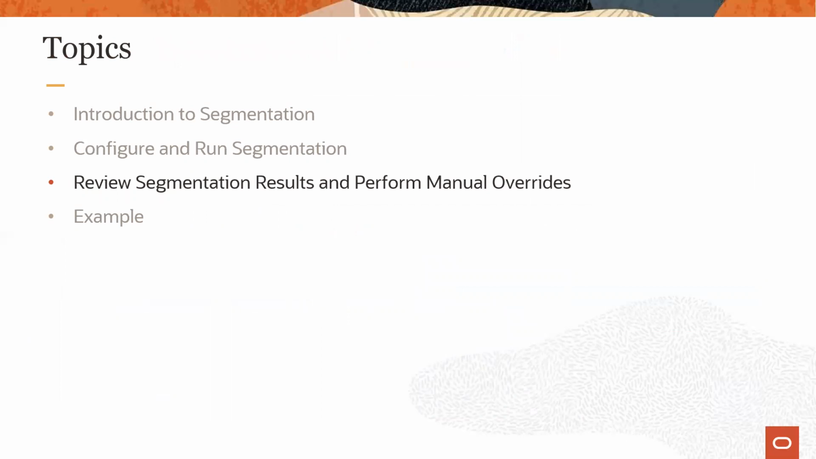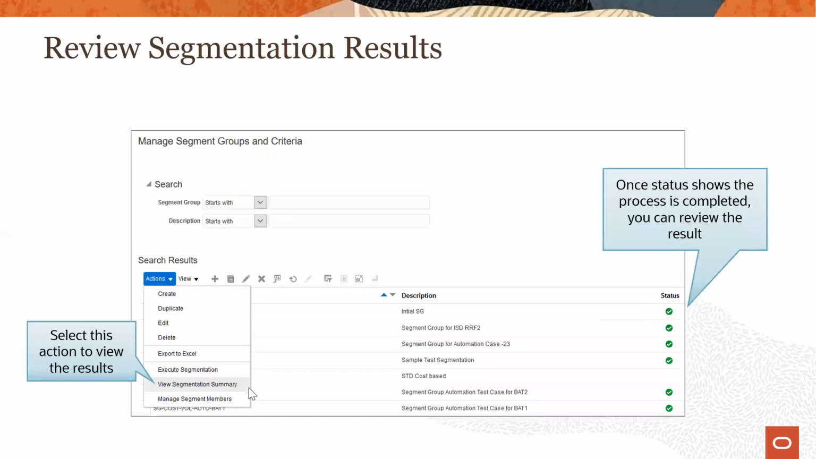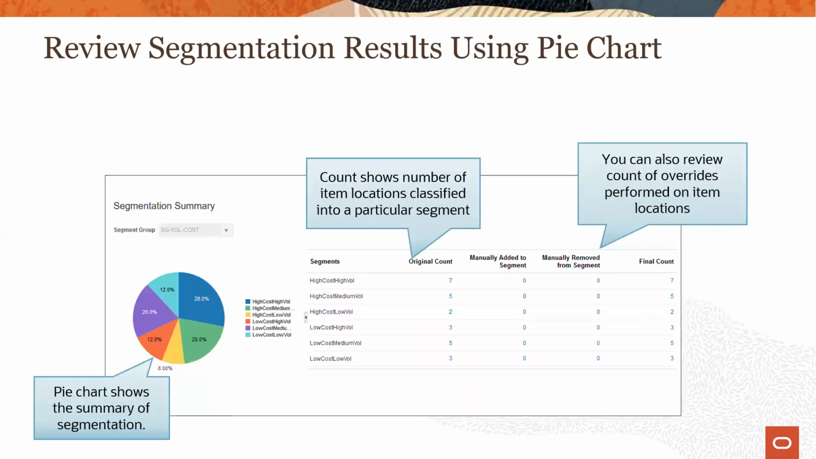Now let us discuss how you can review segmentation results and perform manual overrides. You can review segmentation results either from action menu of manage segment group and criteria task, or you can directly use the task called view segmentation summary. Using the pie chart, you can effectively review the segmentation summary. Here you can review the total count of item locations or members associated to each segment.